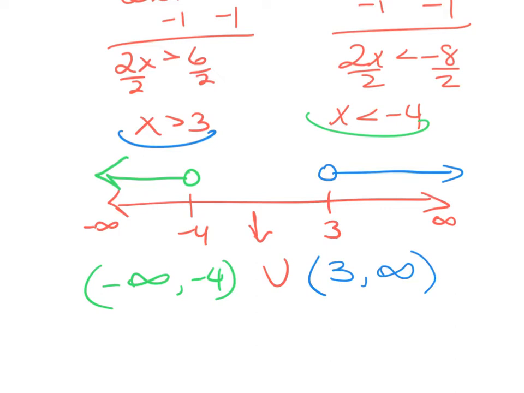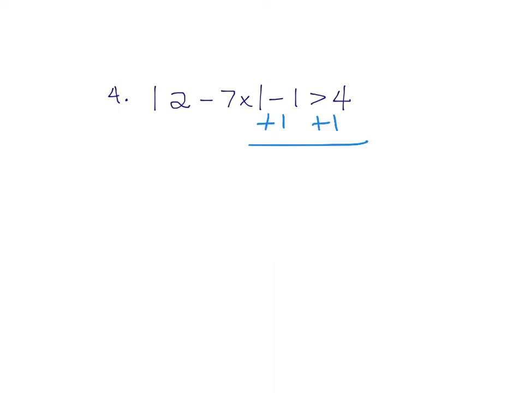Let's try the next example. What do I need to do first? Beautiful. Isolate that absolute value first. The mistake that my Algebra 1 students make is they jump right into the two problems without isolating, and then they get the wrong answer. So we need to move the 1 first before we can make our two problems.